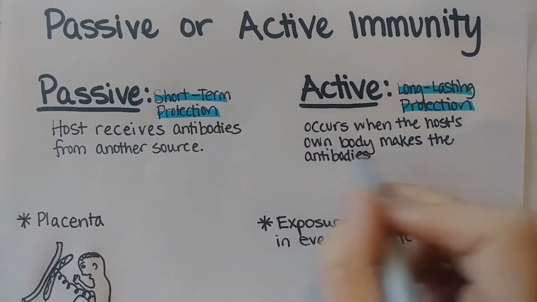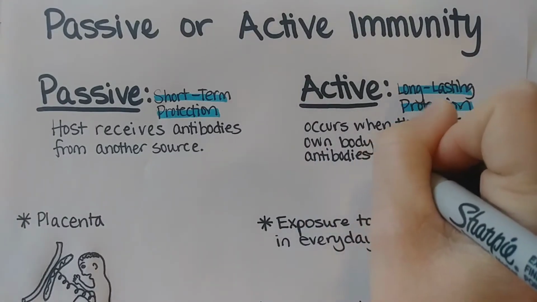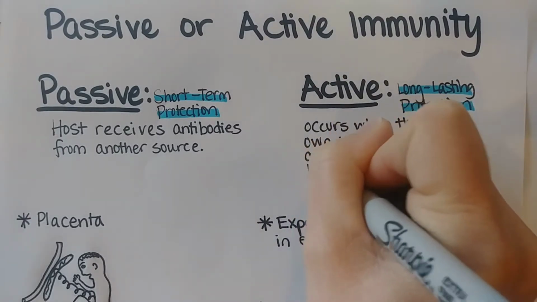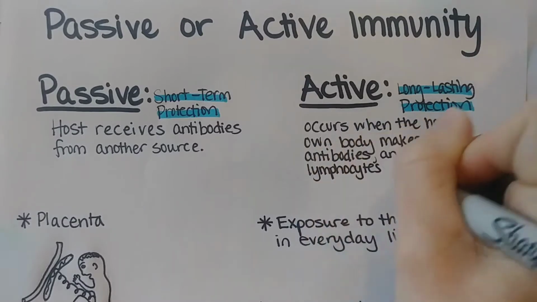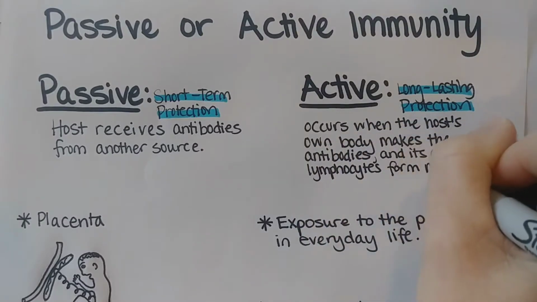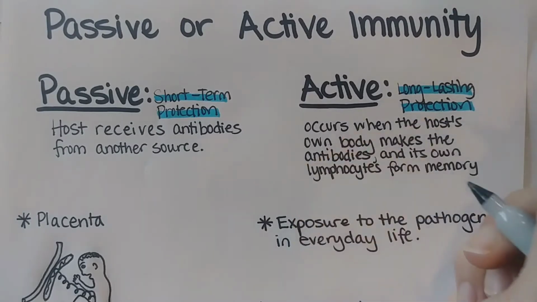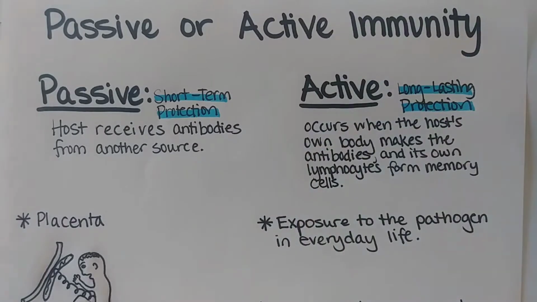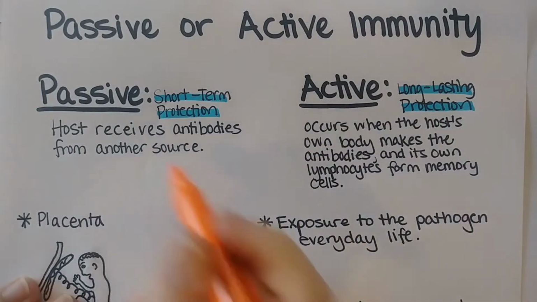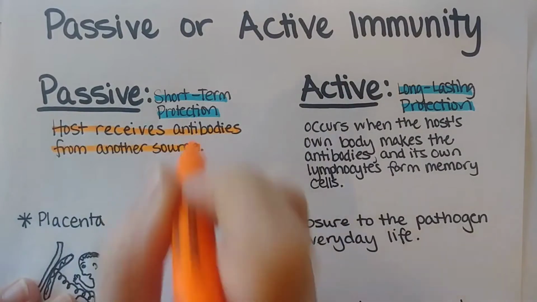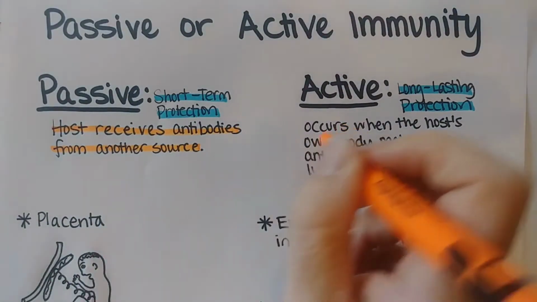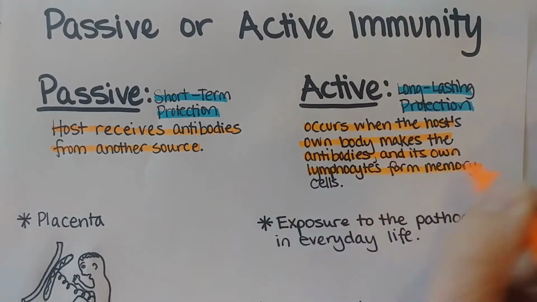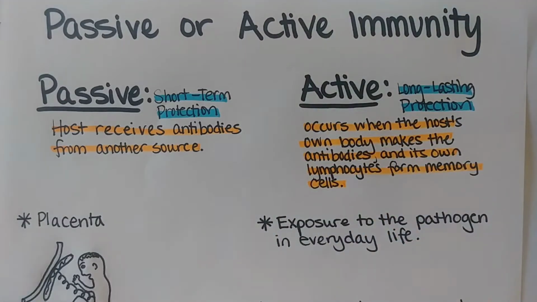So this is when the host's own body makes the antibodies and its own lymphocytes form memory cells. So then you're going to have the ability long-term to respond. So let's compare those things using our orange highlighter. So passive is when the host receives antibodies from another source. Active is when its lymphocytes make the antibodies on its own, and not only that, but they form memory cells that can attack down the road.